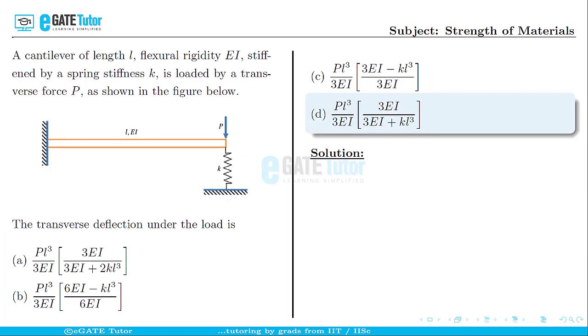This question is from strength of materials for 2 marks. A cantilever of length L, flexural rigidity EI, stiffened by a spring of stiffness K, is loaded by a transverse force P as shown in the figure below.